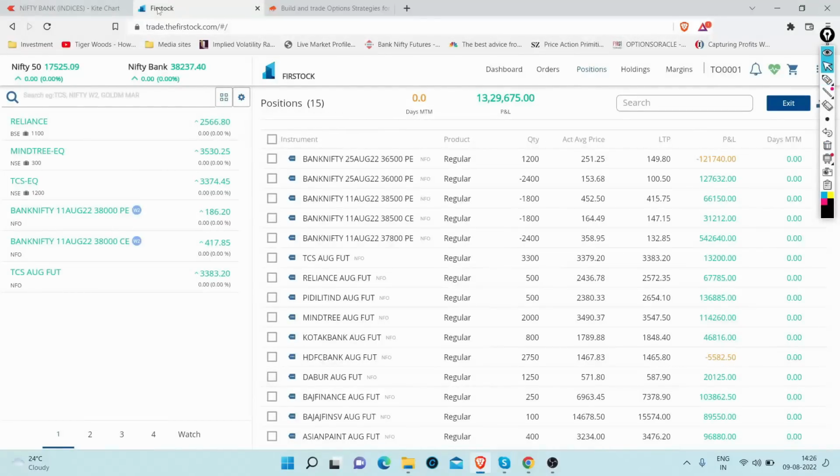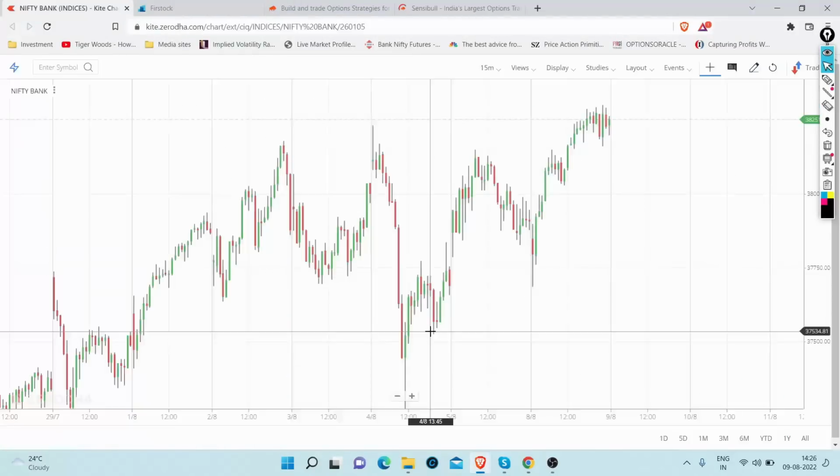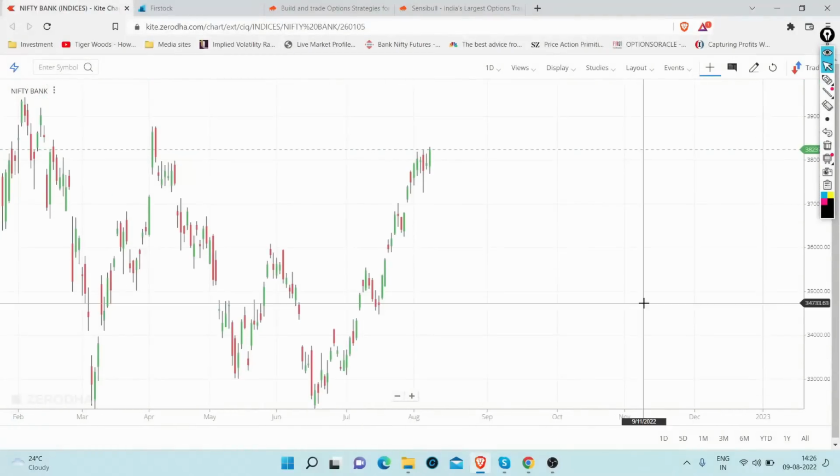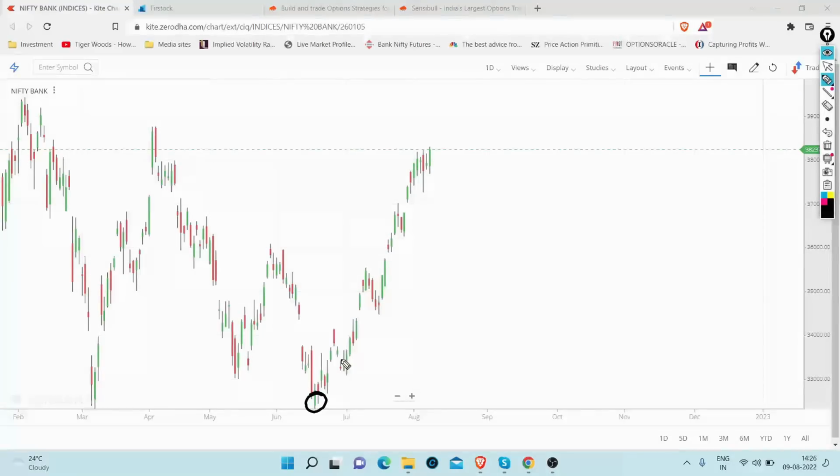The first and foremost thing is why we chose the 38,500 short straddle. What did we look at before taking it? First, I'll tell you based on the charts. This is the Bank Nifty chart, and when I make it daily, you do see that Bank Nifty is in a clear up move. After making its bottom at 32,500, it is just going up, up and up.